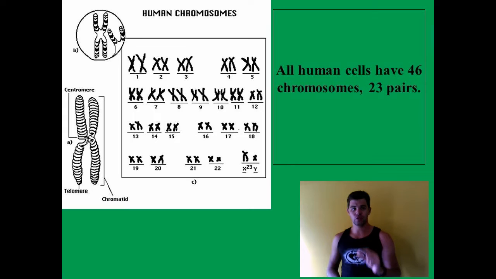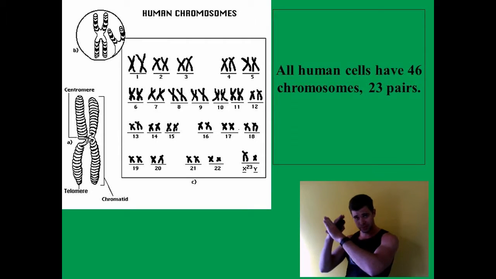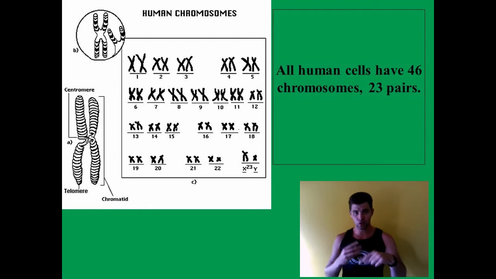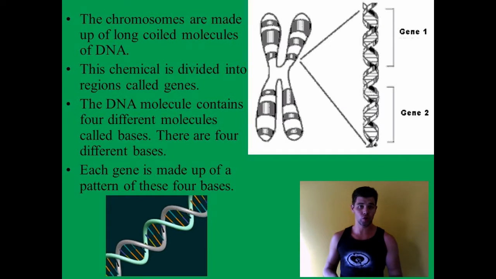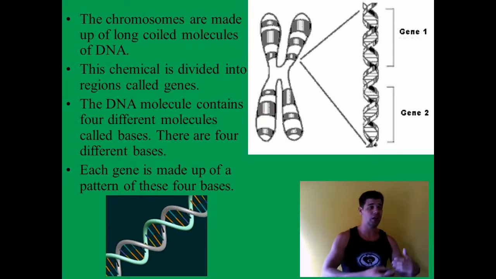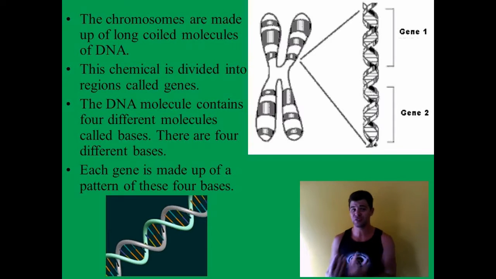So each chromosome is made up of long coiled molecules of DNA. So you can see those banded stripes within that X shape. All of those are long coiled molecules of DNA. What is DNA? Well, DNA is the fundamental code that controls how your body works, how your body appears, pretty much everything that your body does. Okay, and this chemical, this DNA, is divided into different regions called genes. Now a gene is a section of DNA that codes for a particular task, a particular feature.